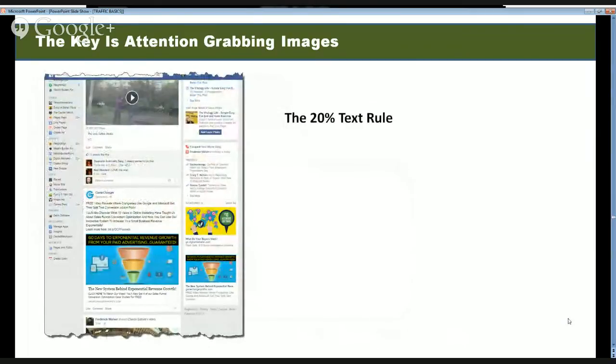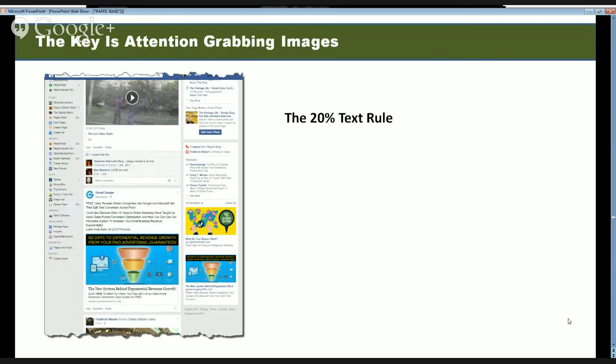Now, one of the things about images in Facebook, when you're doing advertising, is that they contain no more than 20% text. So you don't want to have a tremendous amount of text on your Facebook ads. How do they determine that 20%? I don't think that they have some kind of automated program, but I do know that they visually inspect them. So just kind of visually inspect it yourself.